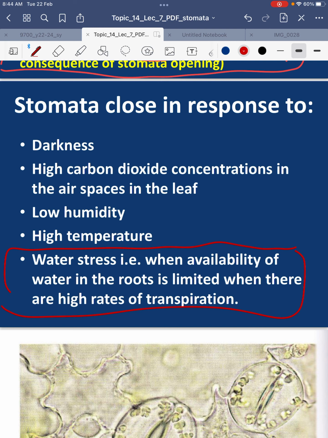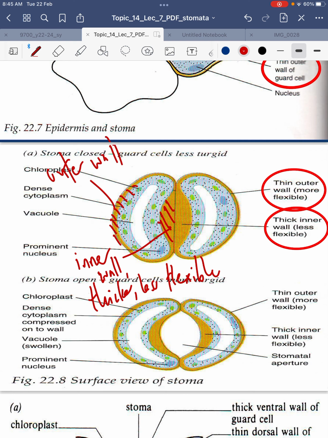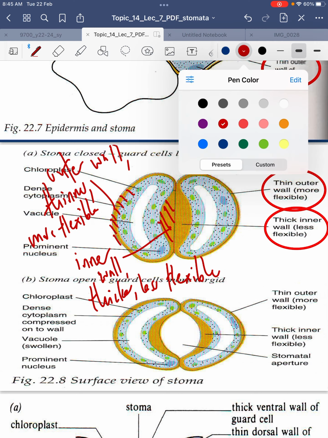So you have to understand that this is the thicker inner wall. Thicker means less flexible. And this is the outer wall, which is thinner and more flexible. It's the same thing as this one here. This is the inner wall, and this is also the outer wall.